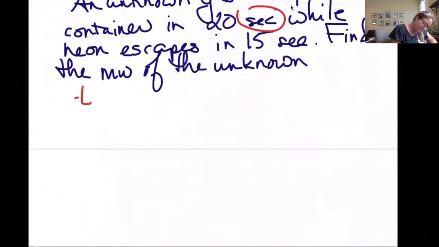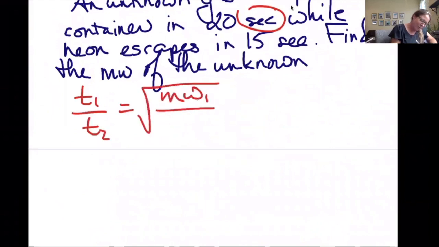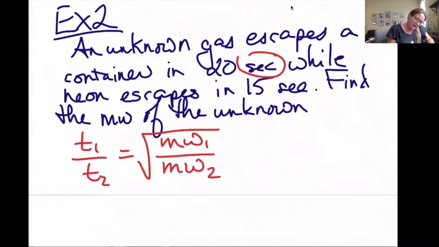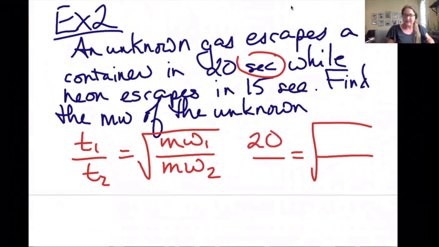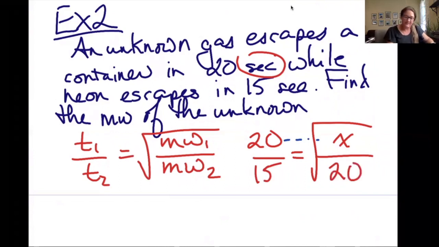So T1 over T2 equals the square root of molecular weight 1 over molecular weight 2. I'm going to have the unknown gas be gas 1. The unknown gas escapes in 20 seconds. I'm going to put its molecular weight straight across from it. So right across here, I put my X. Neon escapes in 15 seconds. Neon has a molecular weight of 20. Coincidence that there's two 20s in the same problem.